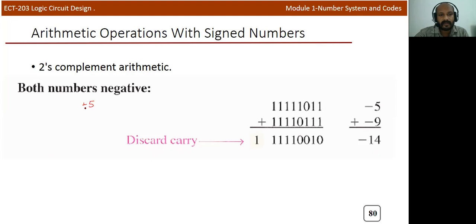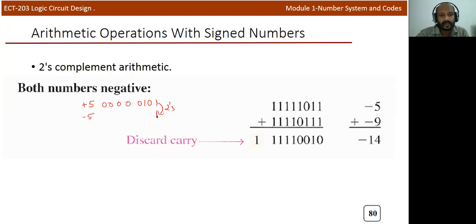So first we'll write +5 in 8-bit. So 5 is represented as 101, and we need to represent it in 8-bit. So this is the 8-bit representation. And in order to find -5 in 2's complement representation, simply take the 2's complement of this particular sequence.